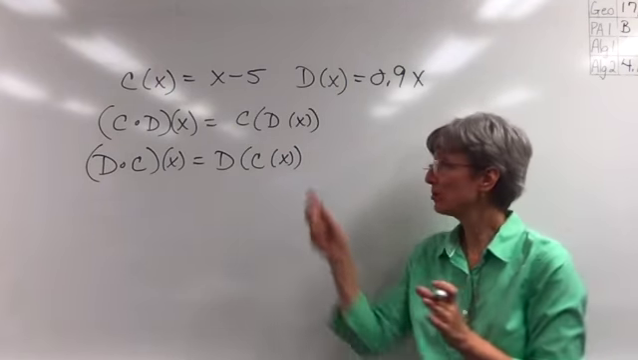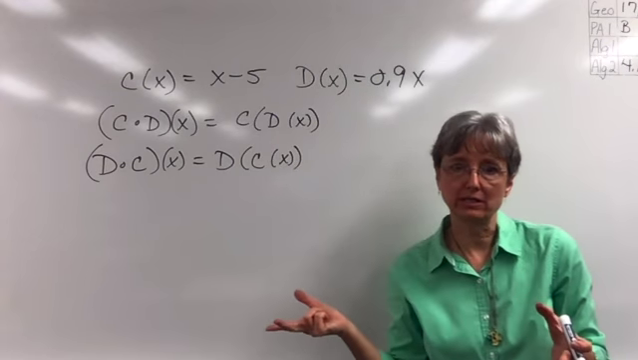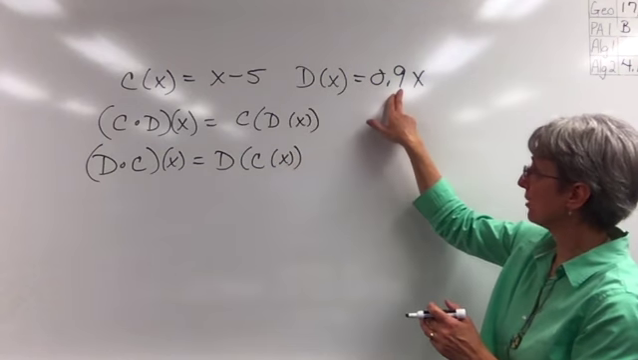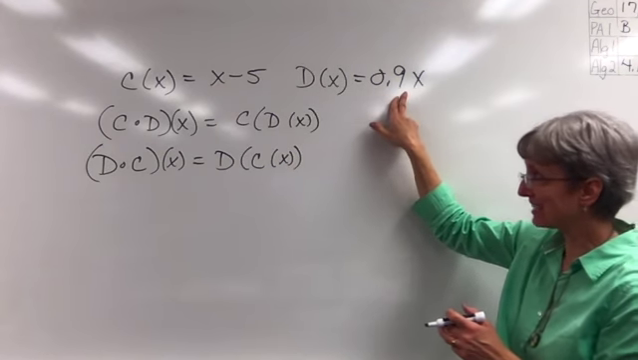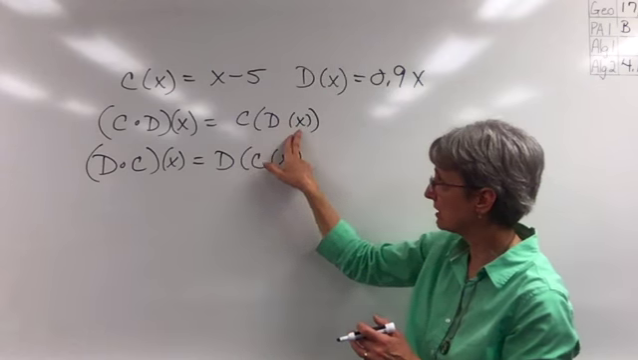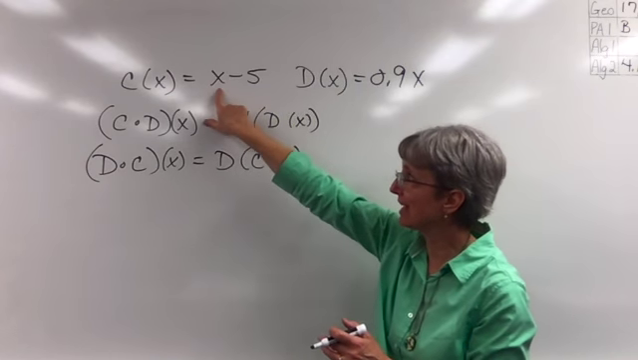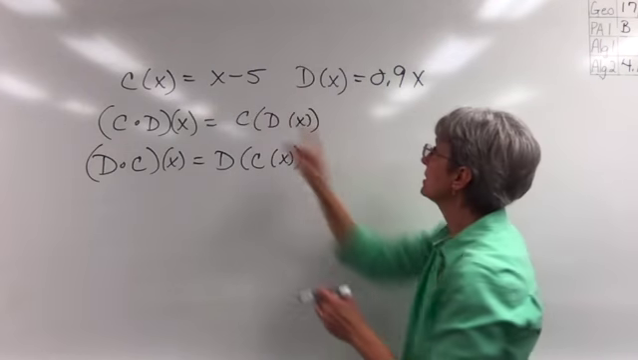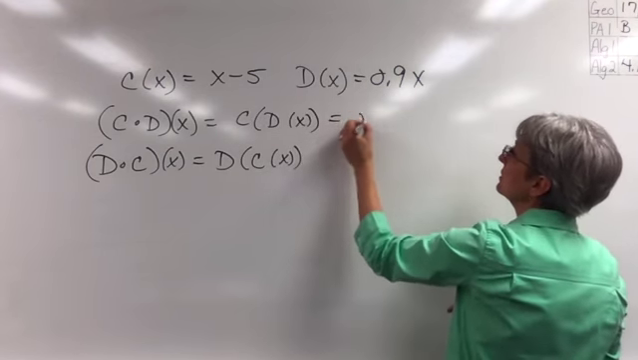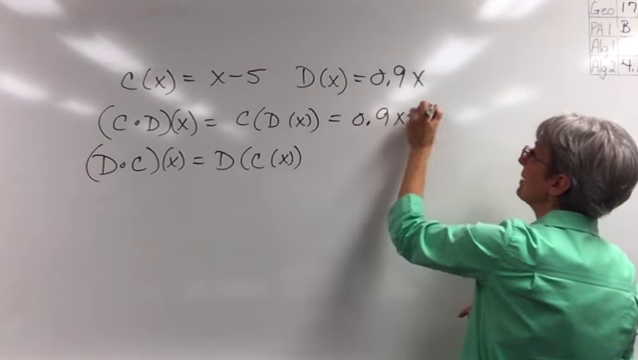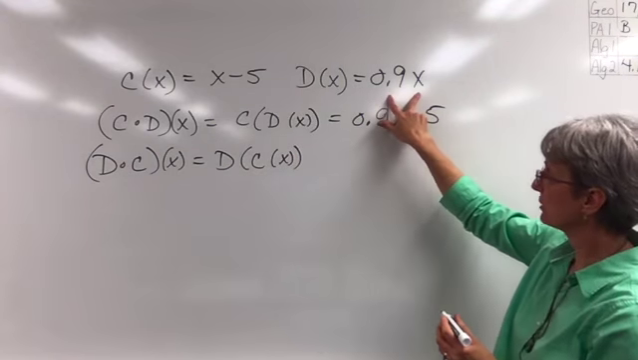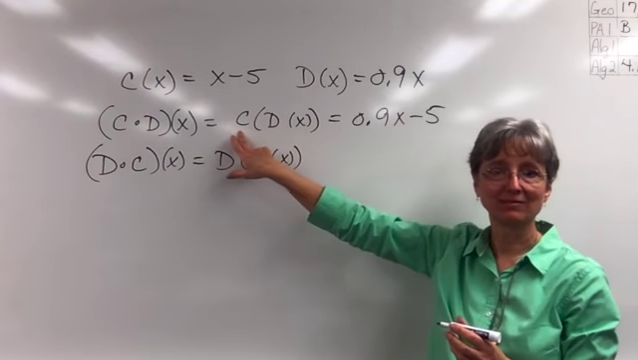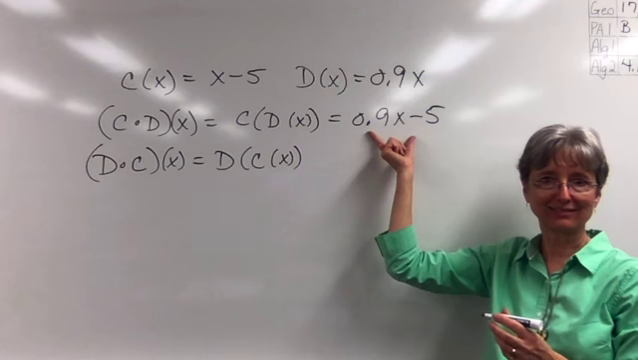Now notice I'm leaving it x because I don't know what the price is. So I'm going to put one inside the other. If I put the discount 0.9x, the D of x, into C of x, in place of x I'm going to put this function. So this becomes 0.9x minus 5. Do you see how I took this function and replaced the x? I put D of x into C, and I got that.